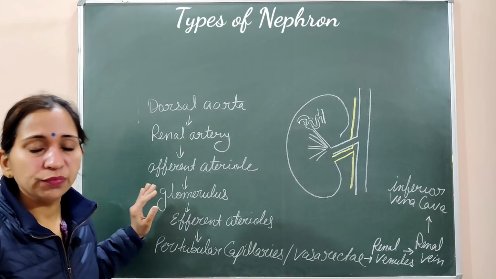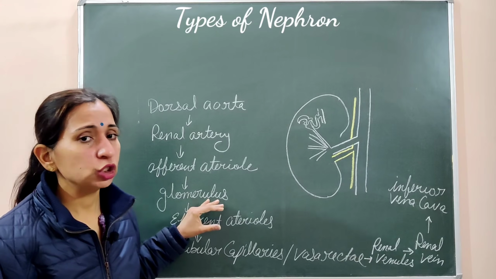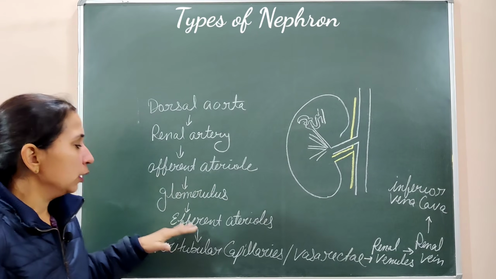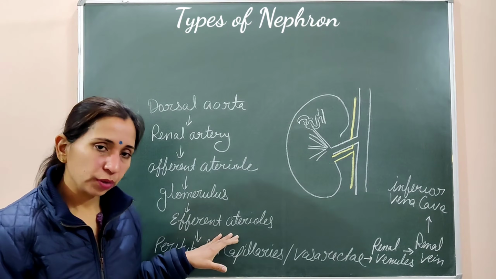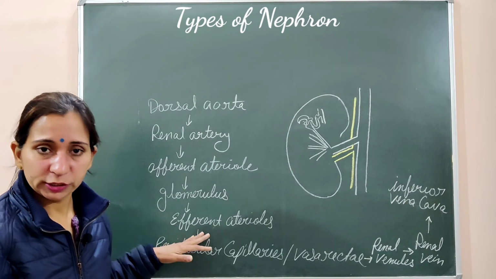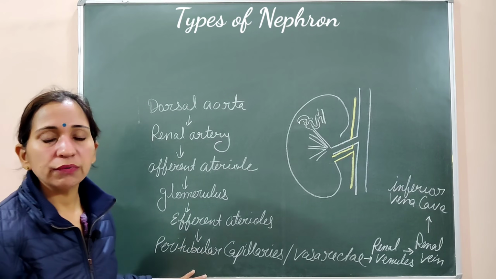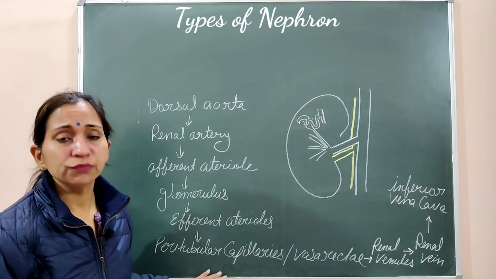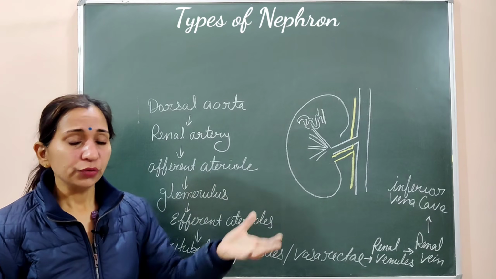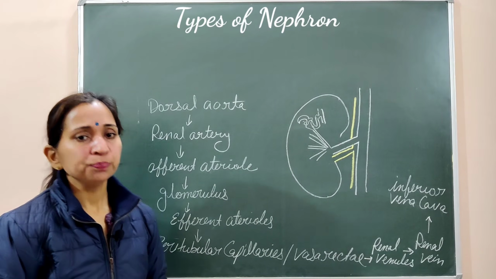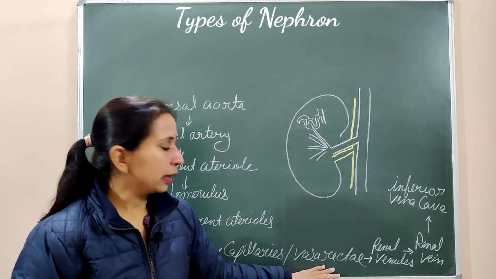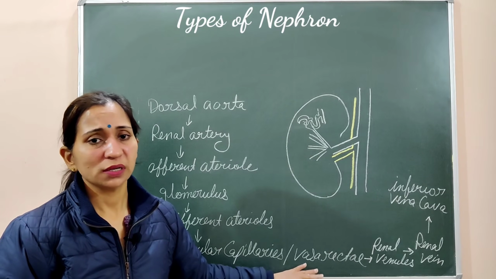Inside the Bowman's capsule, it will further divide into capillaries, which is known as glomerulus. Then these capillaries join and come out from the Bowman's capsule in the form of efferent arteriole. The efferent arteriole further divides to make the peritubular capillaries, which make a network around the PCT and DCT, and some part will make a network around the loop of Henle, which is known as vasa recti.